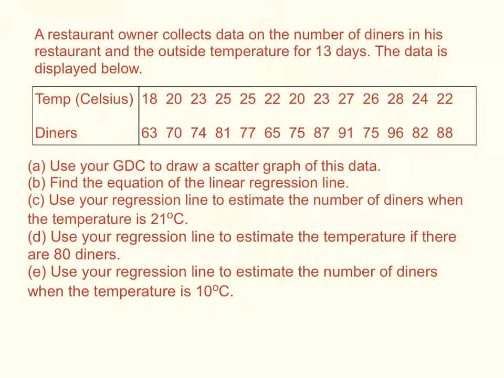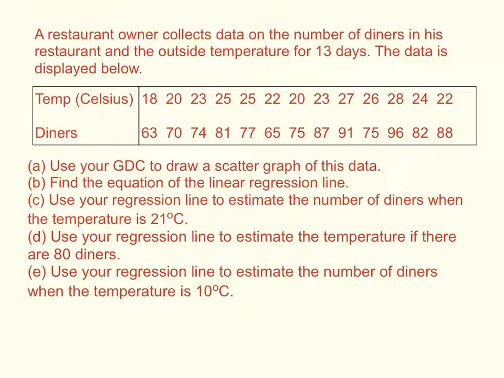In this video, we're going to look at using our GDC, our graphics calculator, for finding scatter graphs, the equation of the regression line, and then using that regression line to find information from other bits of data. So here we have a question.